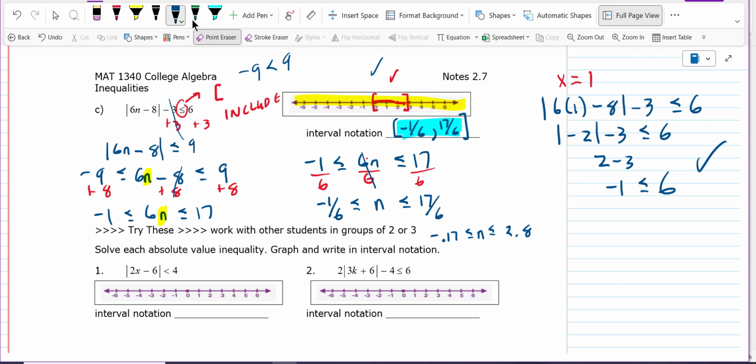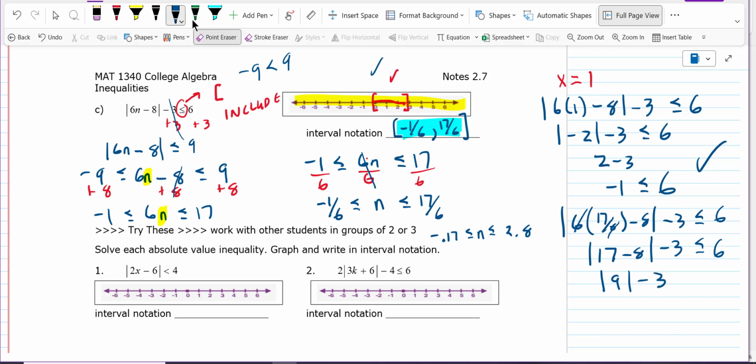It's also worth looking at this endpoint. So if I plug in 17/6, it's good to see how these endpoints work. Look what happens. Well, that just crosses the 6's out. You'd have the absolute value of 17 minus 8, minus 3. That would be 9 minus 3, so this would be 6. And notice that they're equal to each other. So both of these endpoints, if you plug them in, should work.